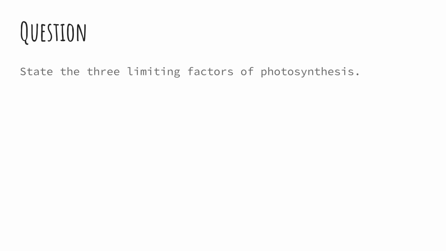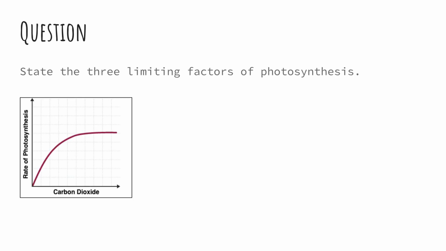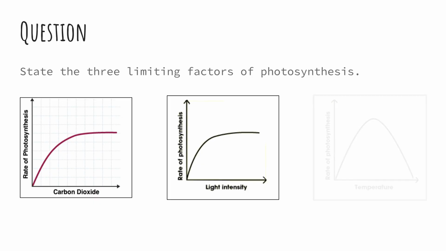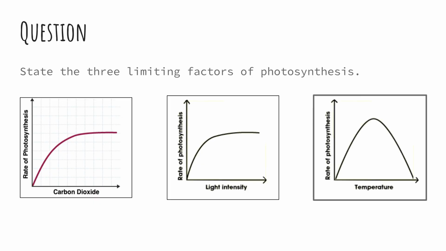Finally, remember the 3 limiting factors of photosynthesis: carbon dioxide concentration, light intensity, and temperature. Each can restrict the rate of the process under different conditions.